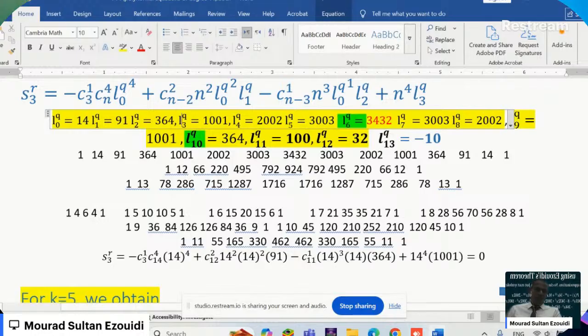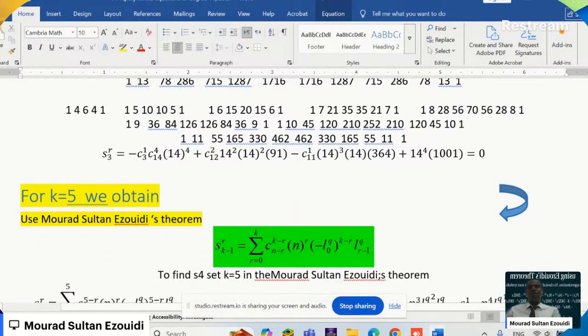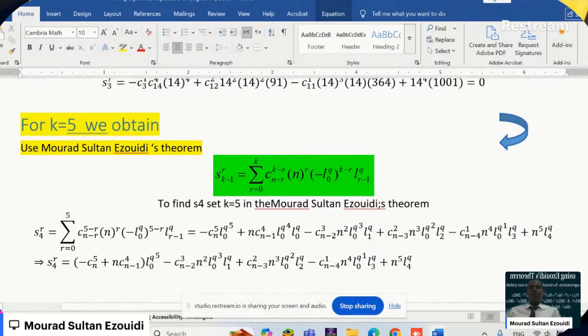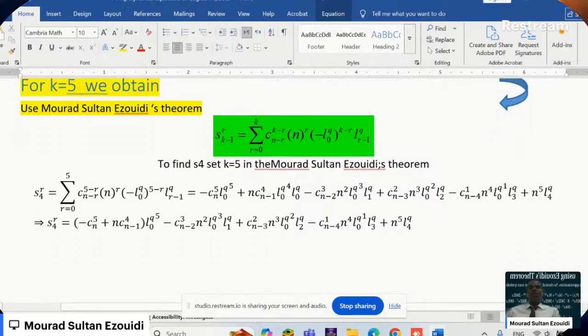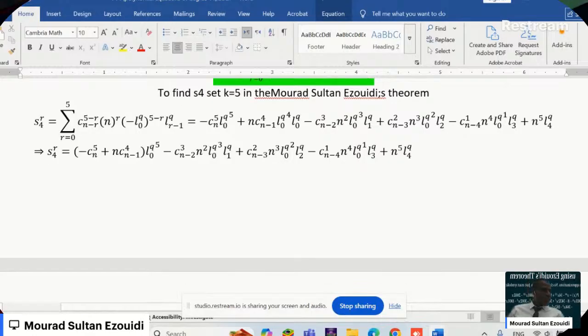This simplifies the 14th degree equation for you and lets you solve it quietly by using the recursive formula of Professor Mourad Sultan Ezouidi. So here S3, we said, is equal to 0. We said we want to find S4. I should put k equals 5 in the recursive formula, in the theorem of Professor Mourad Sultan Ezouidi, and here S4 is going to be equal to, for k equals what? Let me make something here.